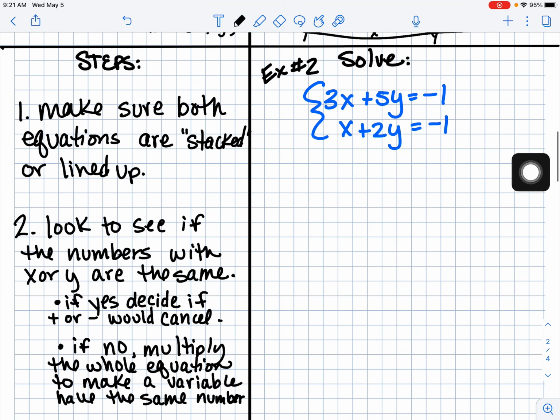This next problem is a little bit different. So step 1 says to make sure they're stacked. So we're looking at 3x and x, they're stacked on top of each other, sweet. y stacked on top of y, equals stacked on top of equals, -1 stacked on top of -1. So this is set up perfectly for elimination.